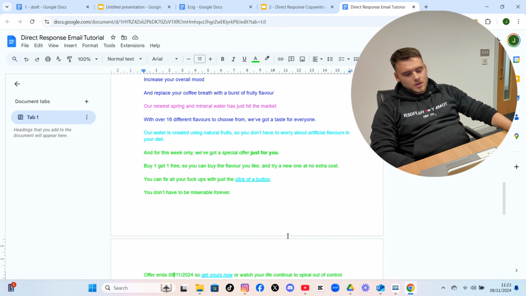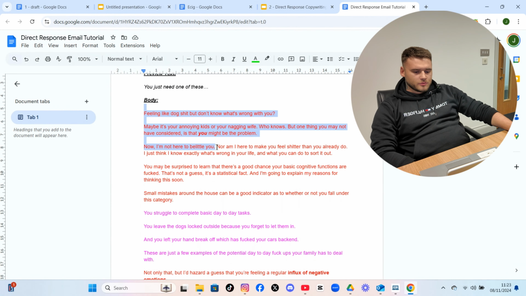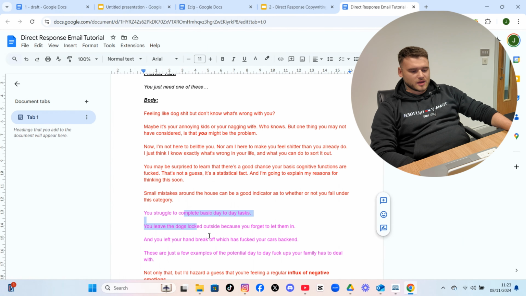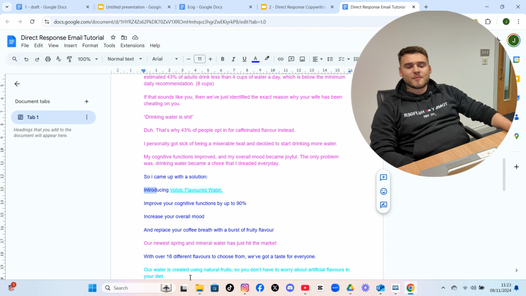So we've identified the problem, which is red. We've started building emotion, which is pink. We've identified more problems and continued building emotion. And then we've proposed the solution. Once you propose the solution, you need to fortify the proposition. You fortify the proposition by solving all the problems that you have just mentioned.